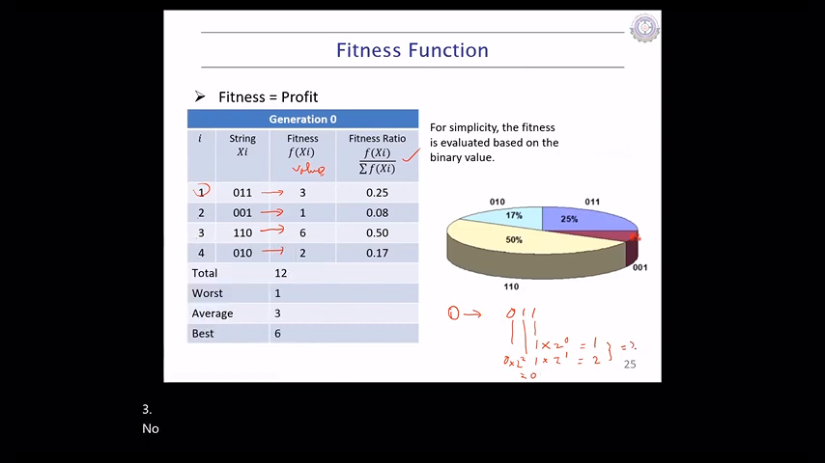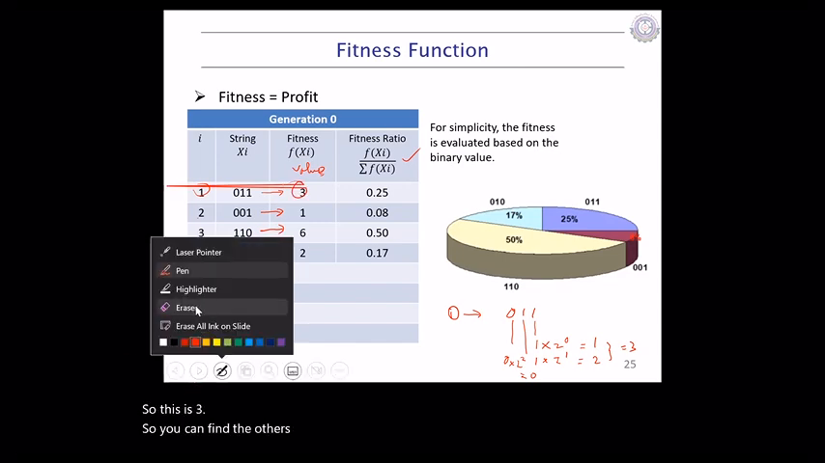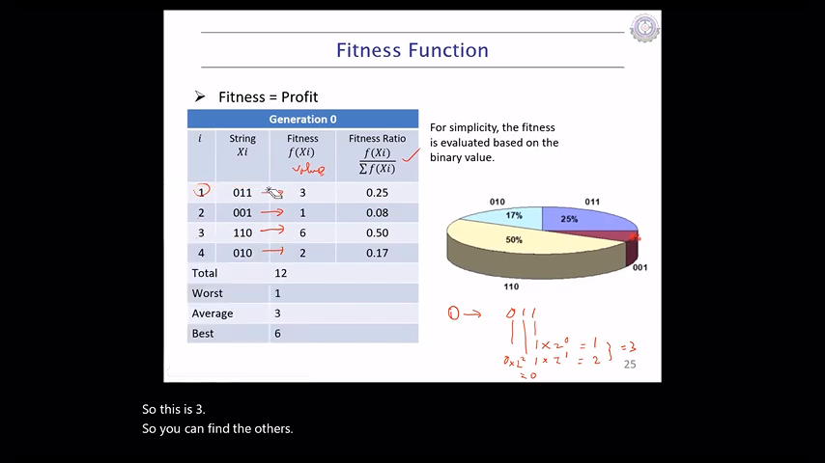Right? So this is 3. So you can find the others. Yeah. Is it right? This one, 1, 6, and 2. Then you can try, you can check by yourself here. Please check. 0, 0, 1. Is it 1, the result?